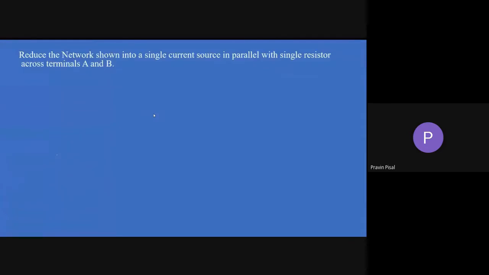So the question I am taking today is: reduce the network shown into a single current source in parallel with a single element. Okay, so this is the question we have to take, and for that I am taking this diagram.